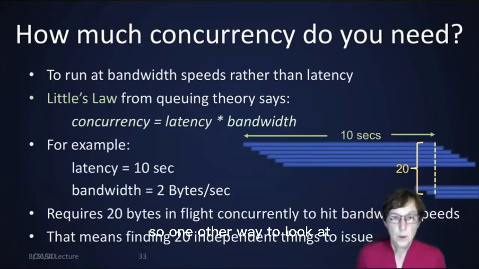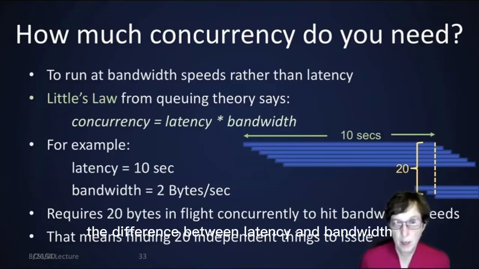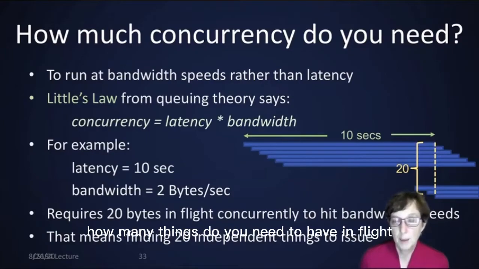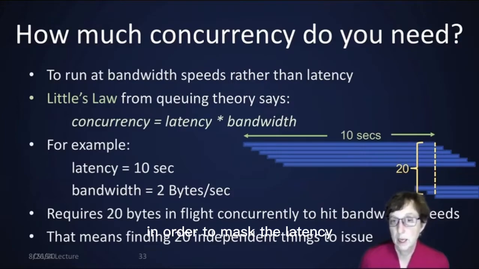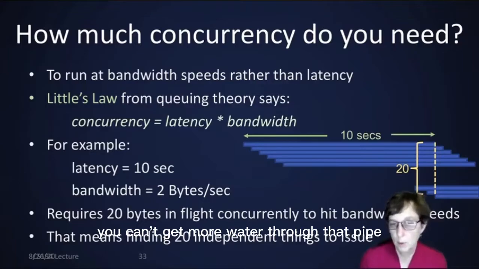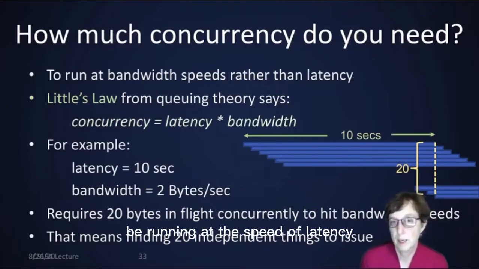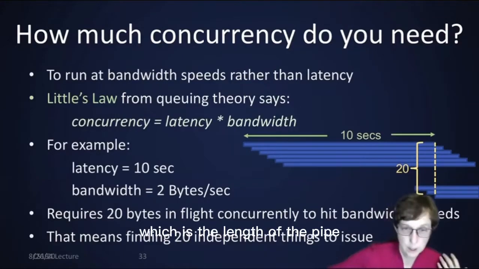One other way to look at the difference between latency and bandwidth really combines them together by asking: how much concurrency do you need? How many things do you need to have in flight in order to mask the latency so that you run at bandwidth speed? Bandwidth is your fundamental limit. You can't get more water through that pipe than the bandwidth and the width of that pipe allows. What you don't want to do is be running at the speed of latency, which is the length of the pipe.